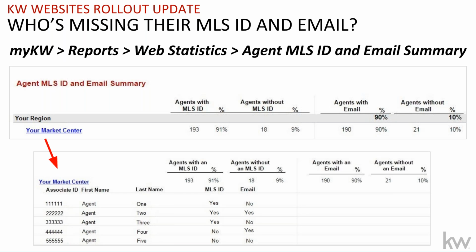All right, here's how you get to it. In MyKW reports under Web Statistics, you should see Agent MLS ID and Email Summary. I do believe we gave all tech coordinators this active role.